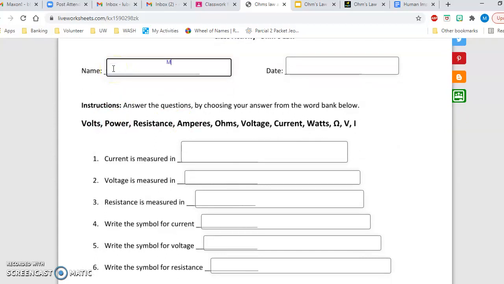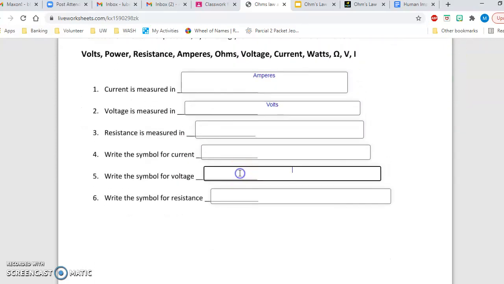We get to click in the box and we can fill in our name. So I can say Mr. Max. I can put the date. When I'm recording this, it's 4/28/2020. And I can say my current is measured in amperes. They just want us to fill in our boxes here using these questions in bold. Our voltage is measured in volts. And let's just write the symbol for voltage. We're going to say V. I'm going to get a couple of these wrong just to show you guys what happens if we get an answer wrong.